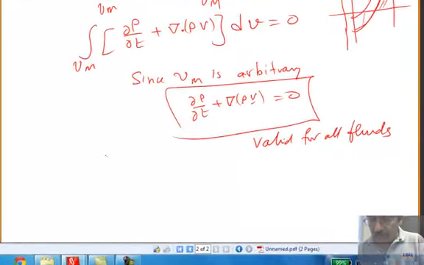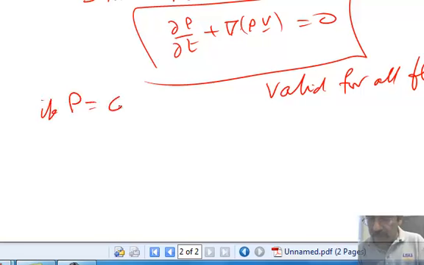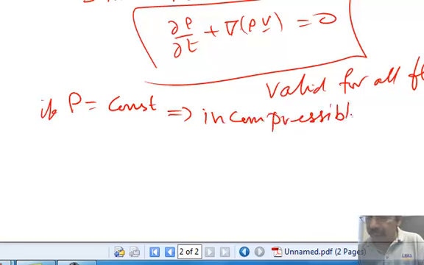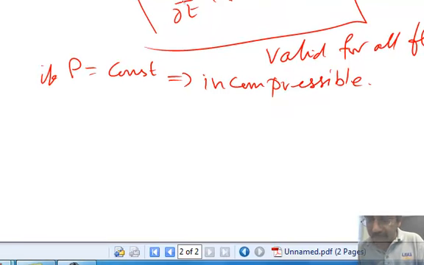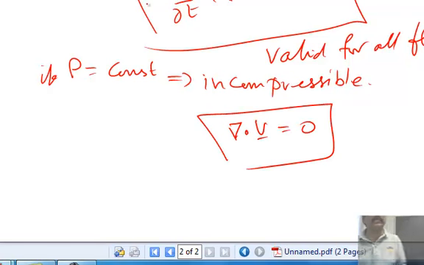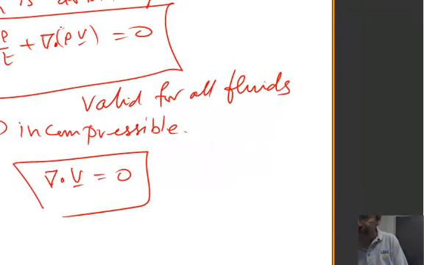So if rho is constant, then we call such fluids incompressible. Then the equation will simplify to del dot v equal to 0, because rho is constant. The derivative drops out and the rho can be taken out, and that cannot be 0. So del dot v equal to 0. For an incompressible fluid, the mass balance is simply that the divergence of the velocity field is equal to 0.